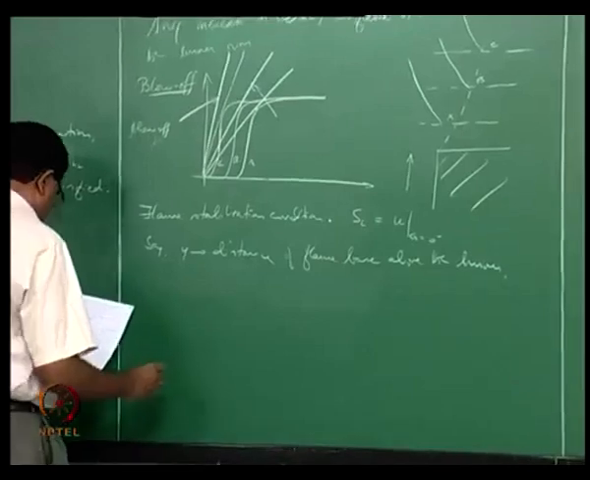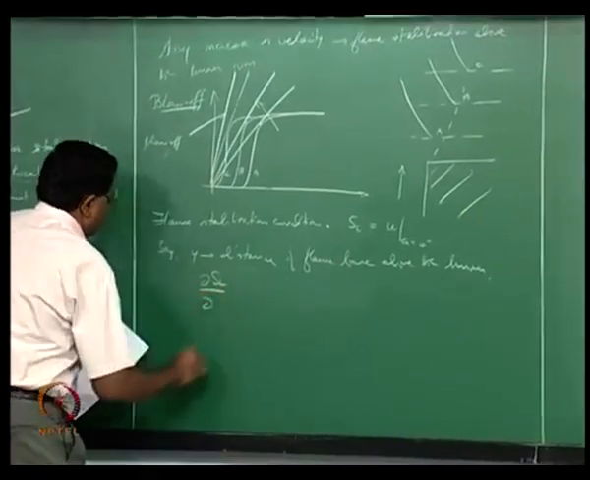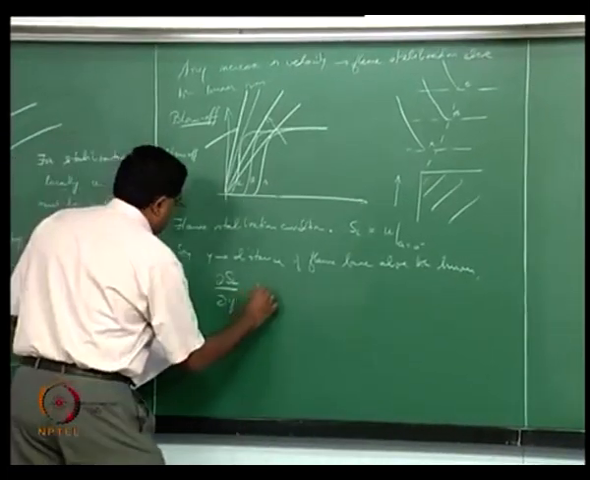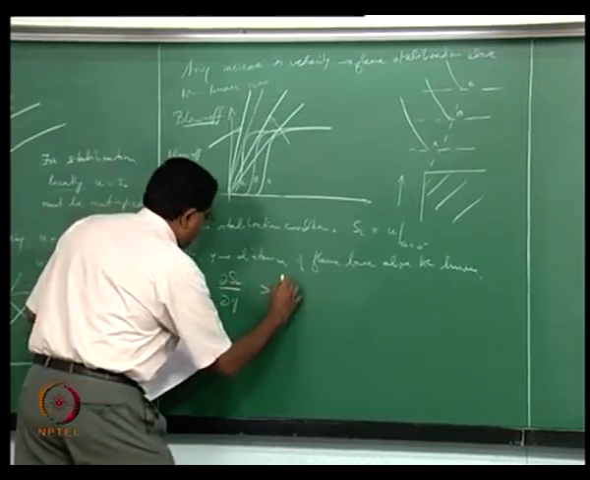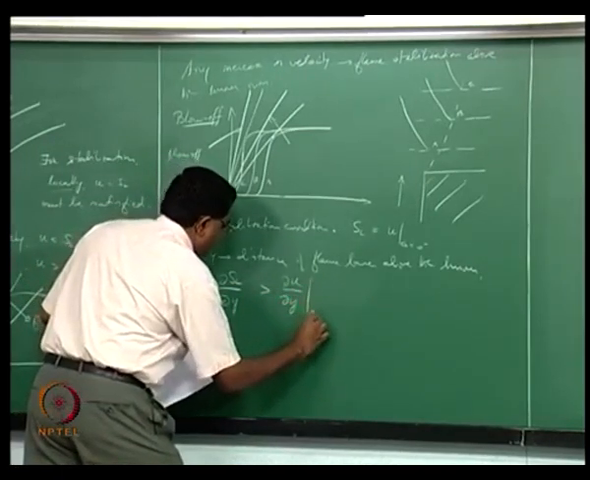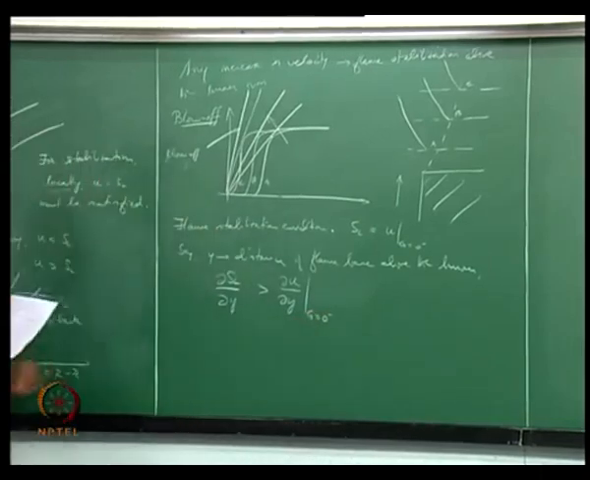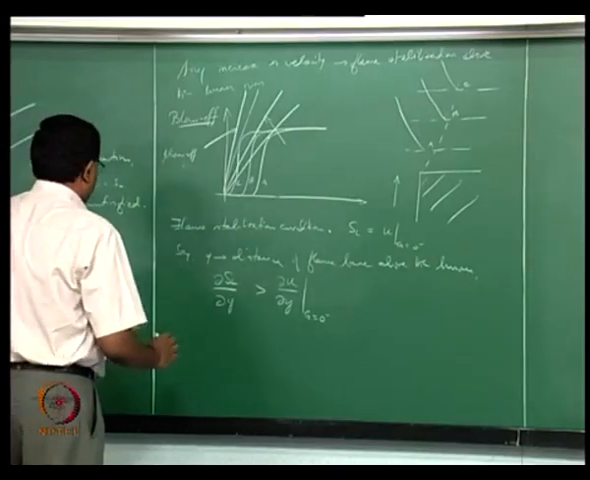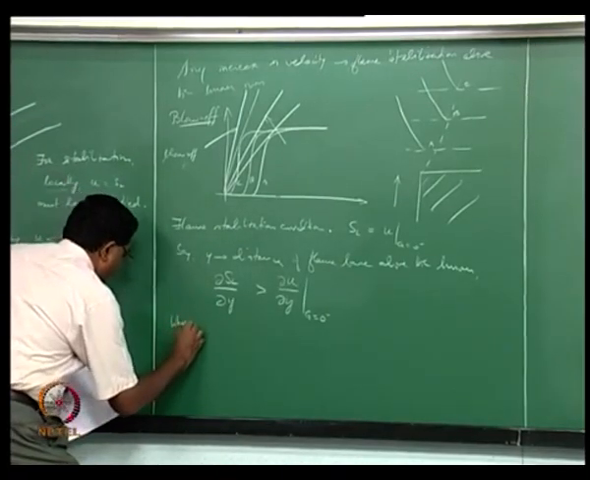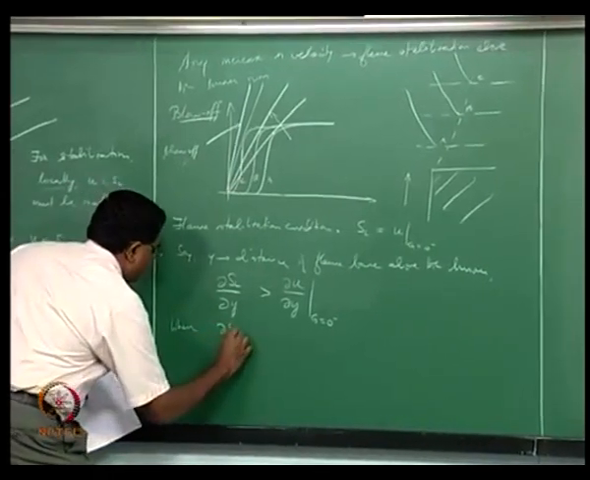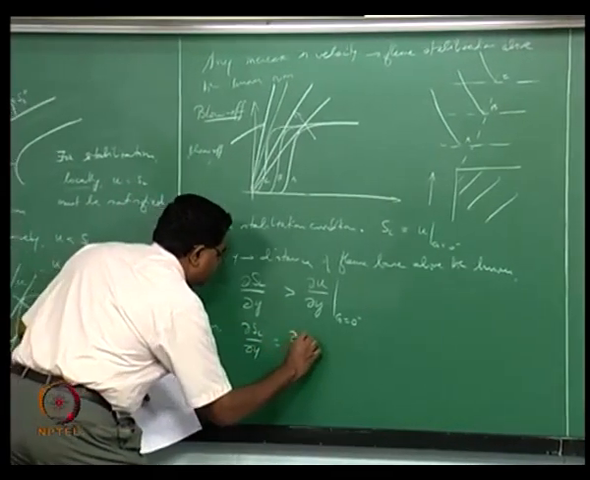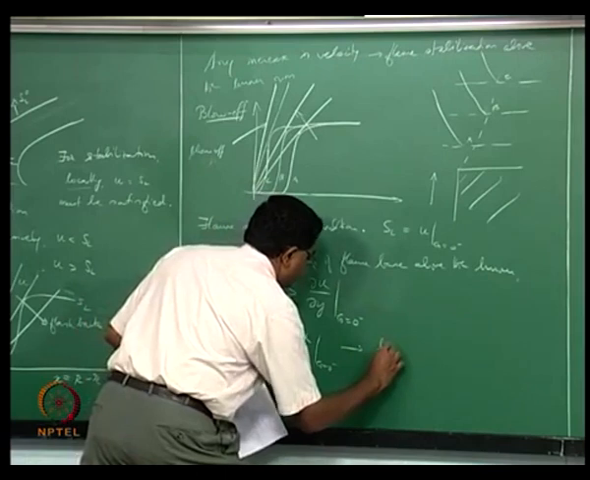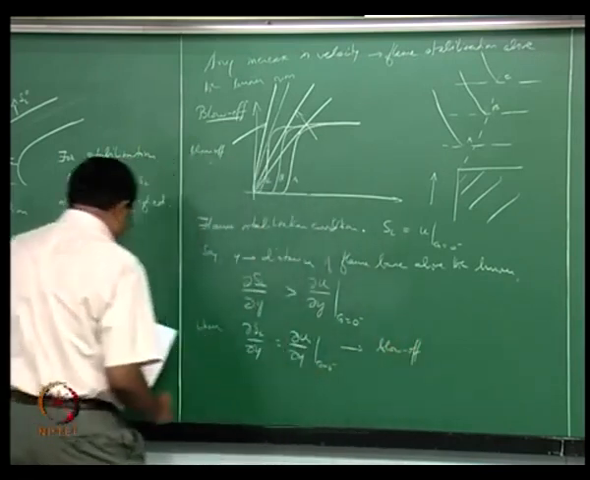then partial SL over partial Y now should be greater than partial U over partial Y, G equals 0 minus, again just upstream, right. So this is typically the condition that we are looking for when we have an equality. So when dou SL over dou Y equals dou U over dou Y, G equals 0 minus, this leads to a blow off, right.